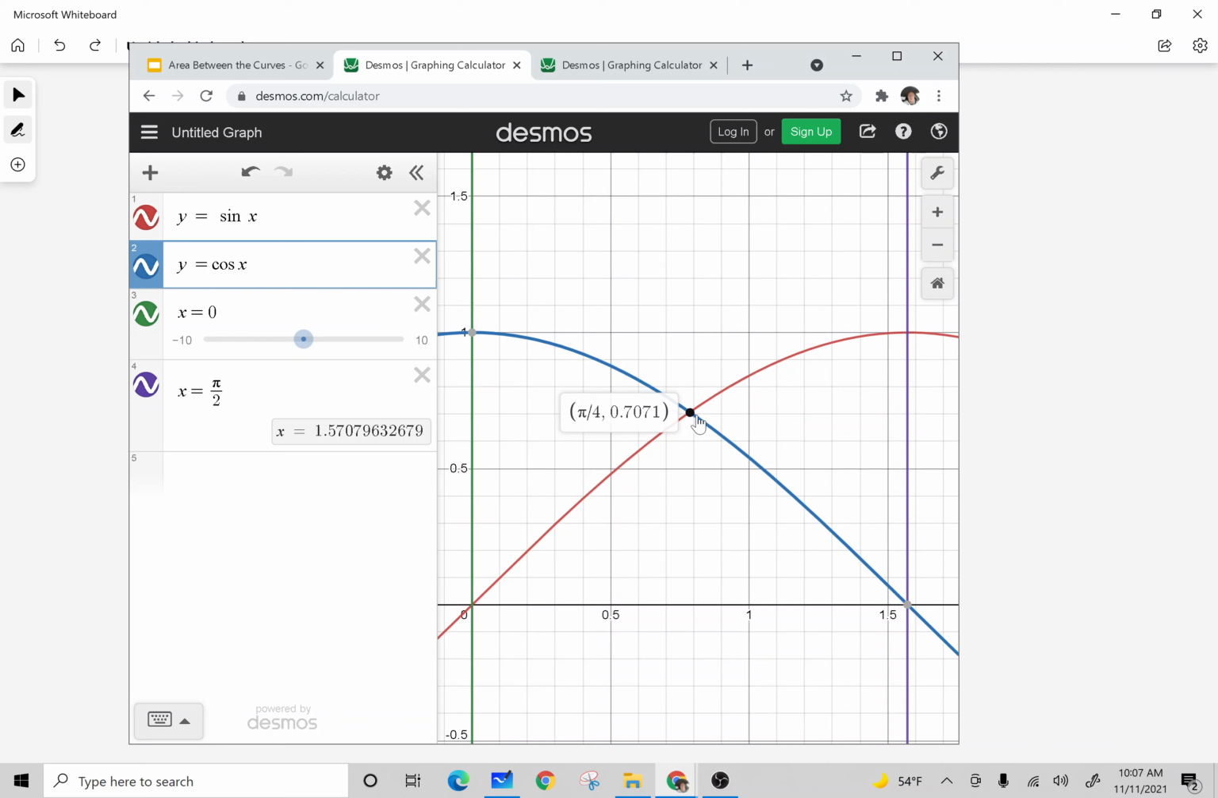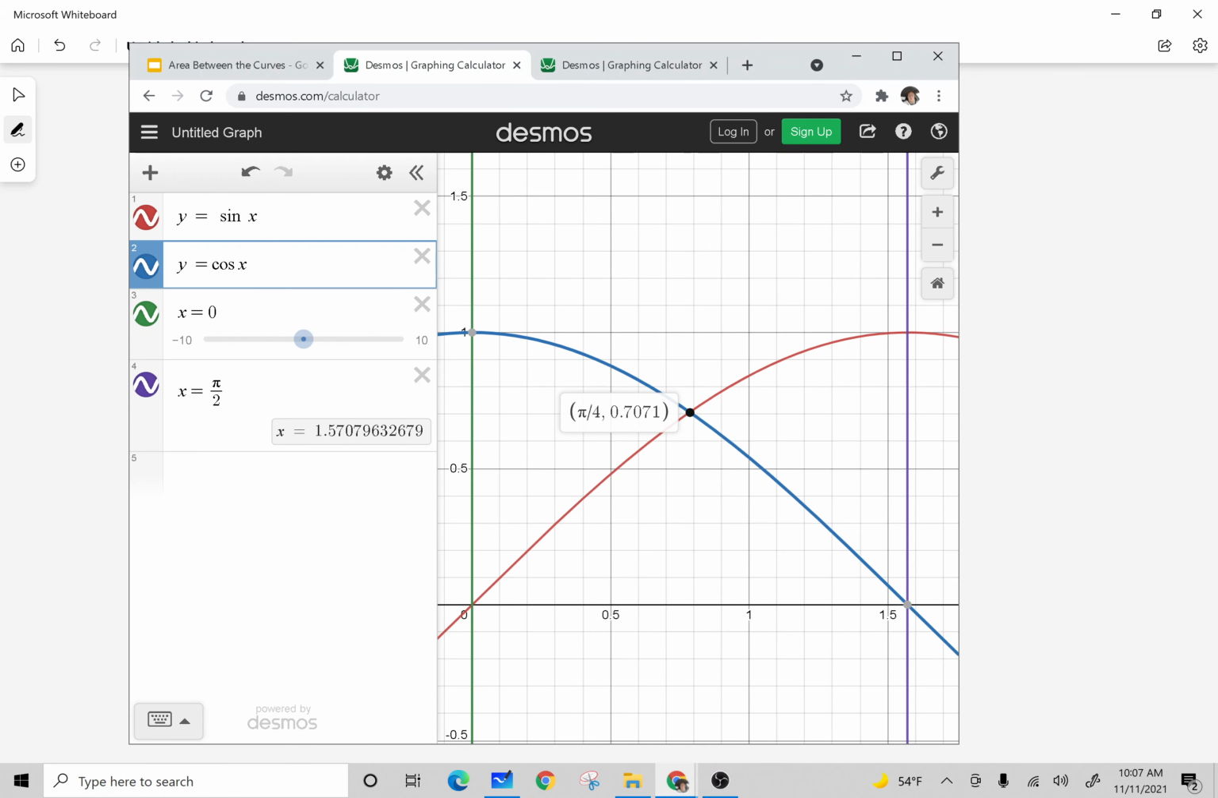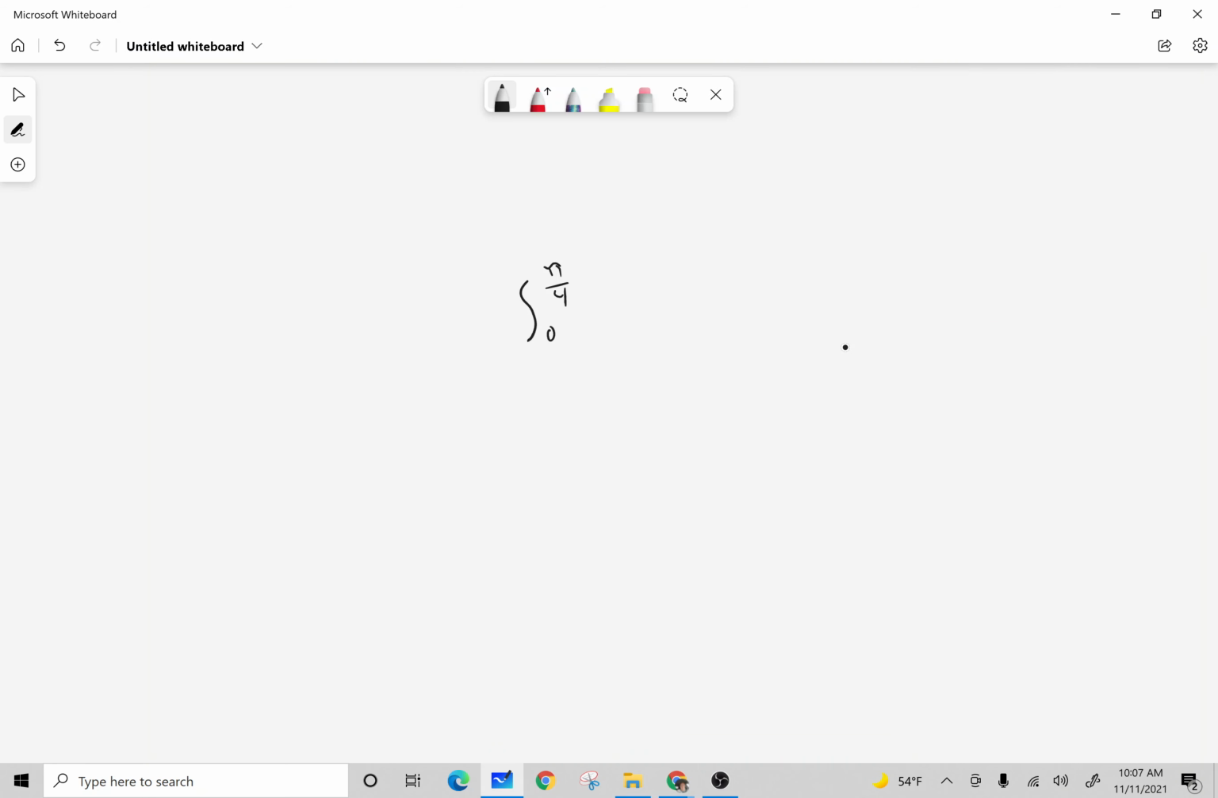Okay, so we're going to integrate this, and we're going to start. Notice that cosine is on top here, and sine is on bottom, so that will be our first thing. So we're going to go from 0 to pi over 4. And obviously, the reason we can't go from 0 to pi over 2 is because if we do that, notice that cosine is below sine on the second half of it, and that is a problem.